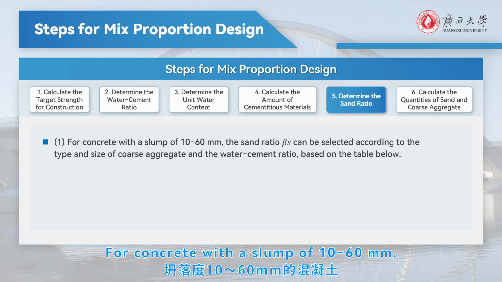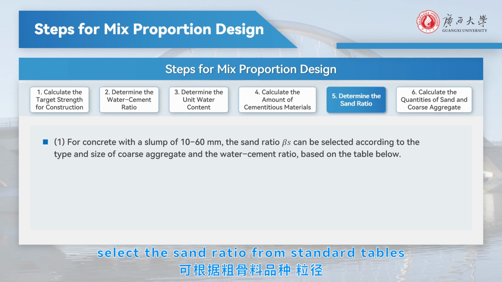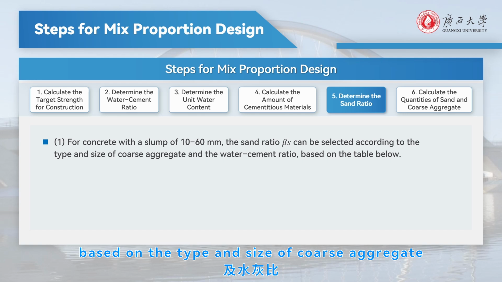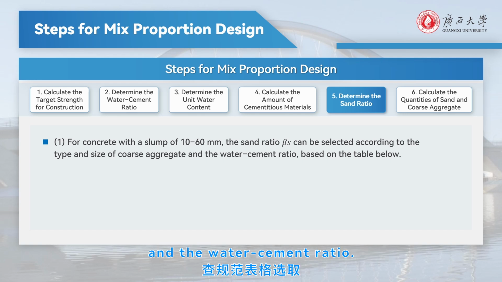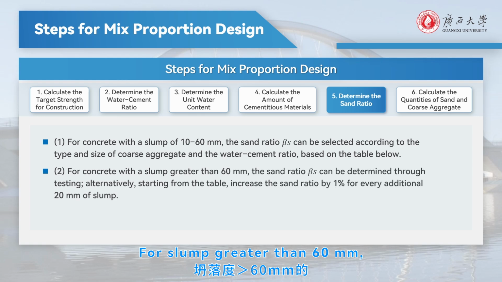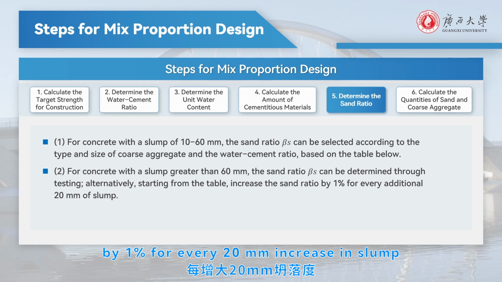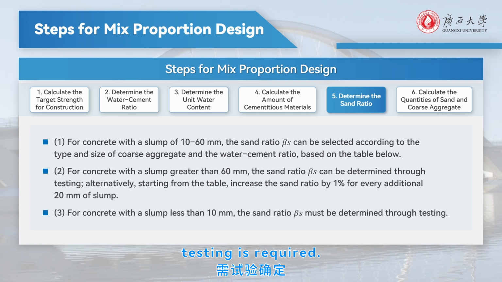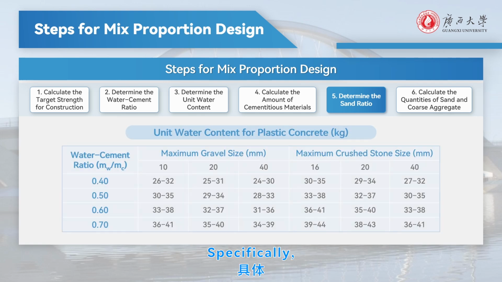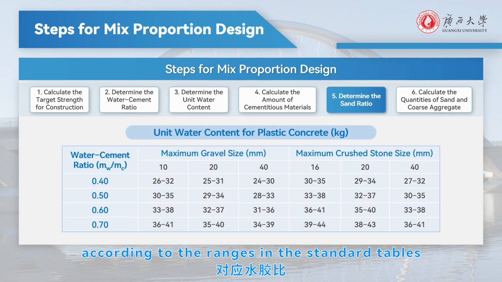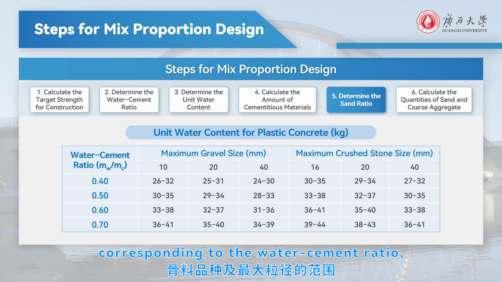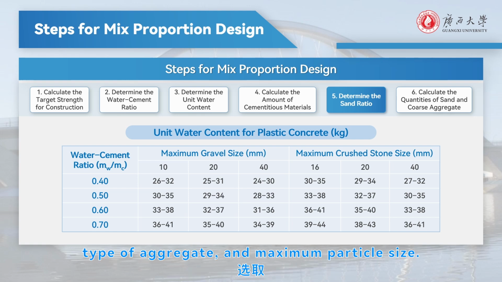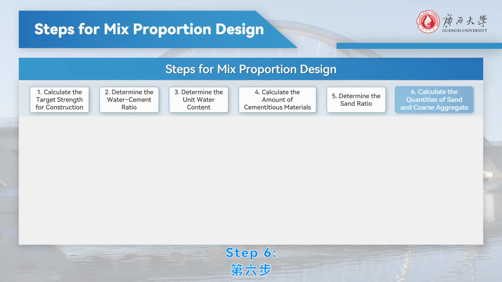For concrete with a slump of 10 to 60 millimeters, select the sand ratio from standard tables based on the type and size of coarse aggregate and the water-cement ratio. For slump greater than 60 millimeters, determine by testing or increase the sand ratio by 1% for every 20 millimeters increase in slump on top of the table value. For slump less than 10 millimeters, testing is required. Specifically, select values according to the ranges in the standard tables corresponding to the water-cement ratio, type of aggregate, and maximum particle size.